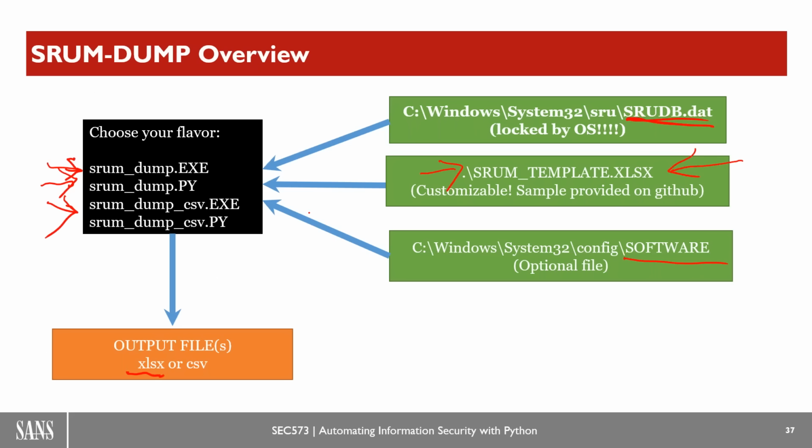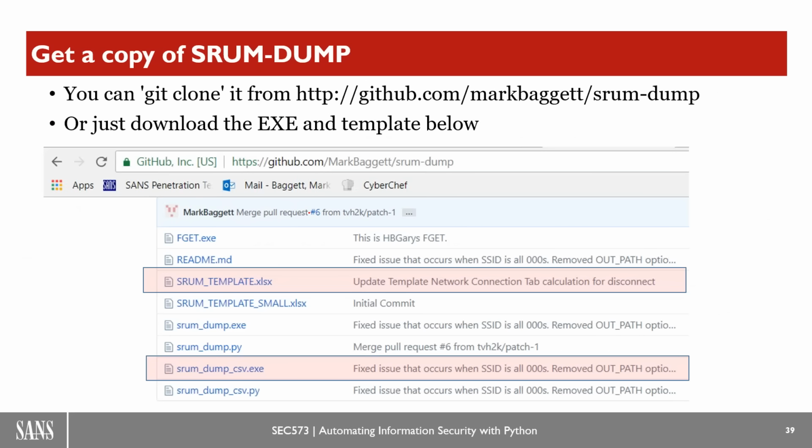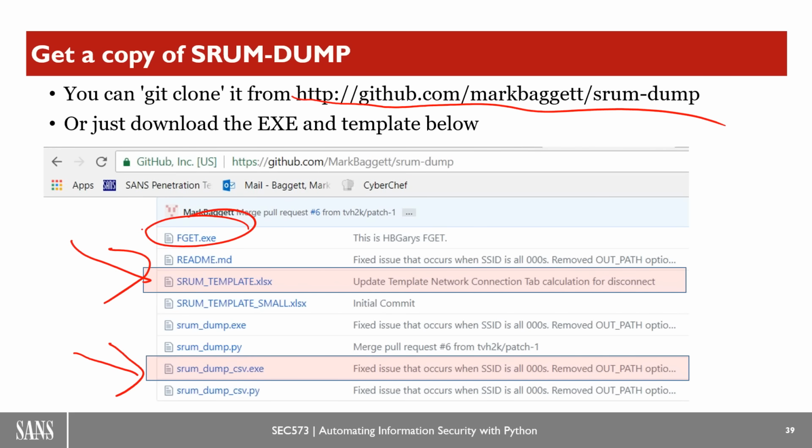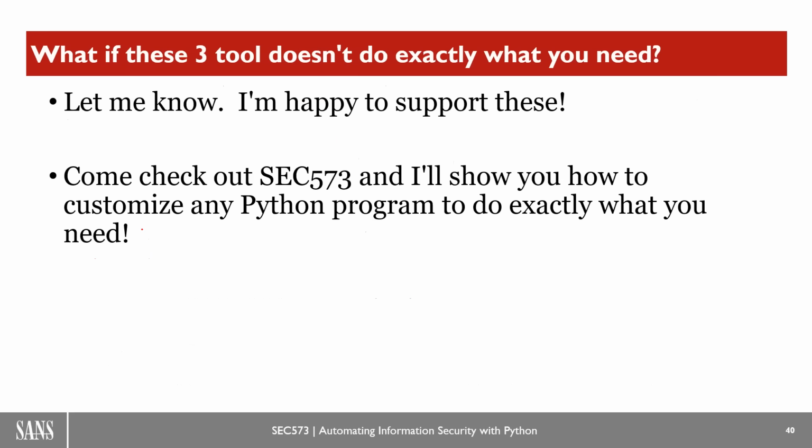All right. So in the one minute I have left, how do you get a copy of this? Well, you can clone my entire GitHub, or you can just grab a copy of my SRUM Dump executable and my template, and you've got everything that you need. I also provide in my template a copy of HBGary's FGET, which you can use to grab files that are locked by the file system. The only reason I included them in there is because I like them, and it's difficult to find them. Actually, you can usually only find them on some pretty sketchy looking websites out there.